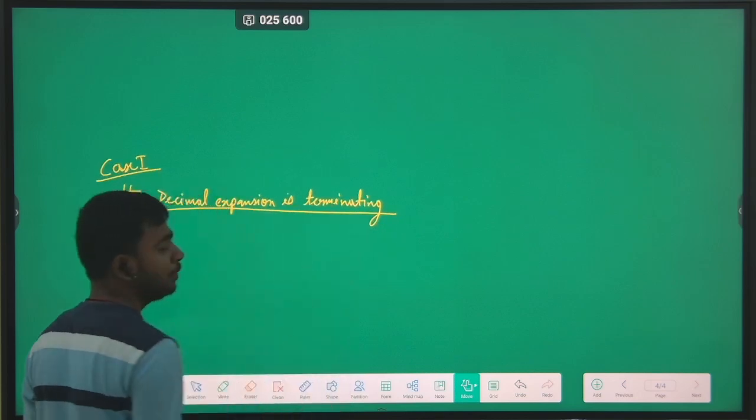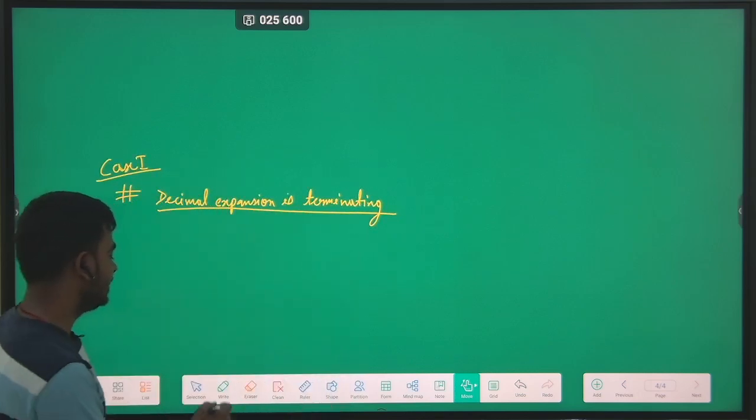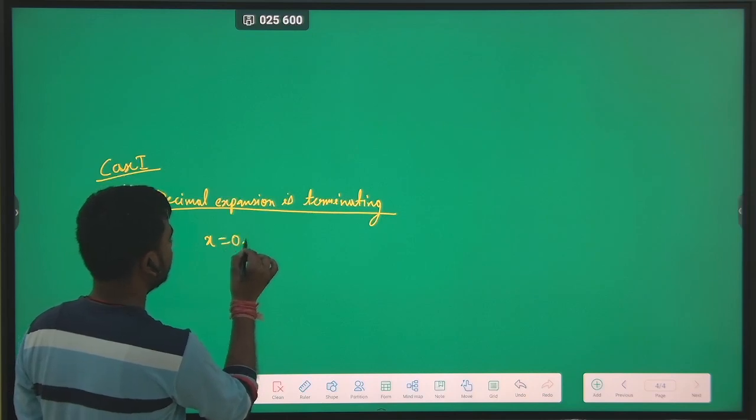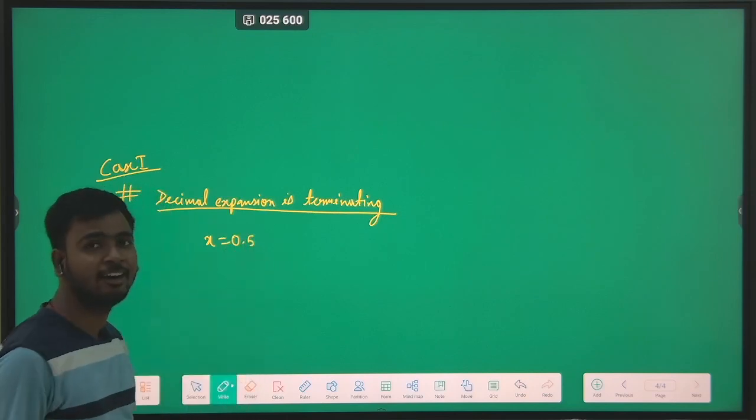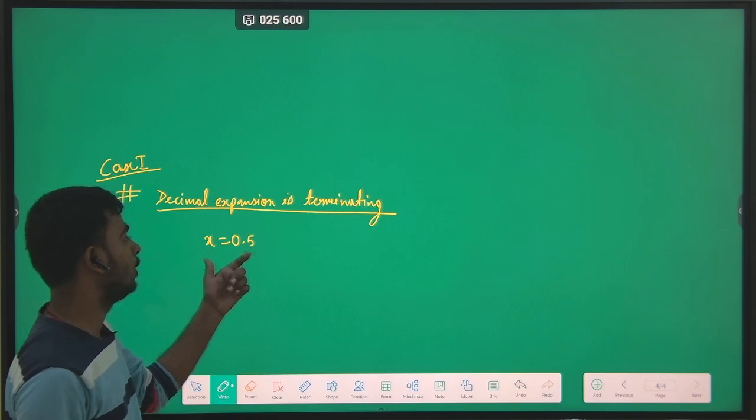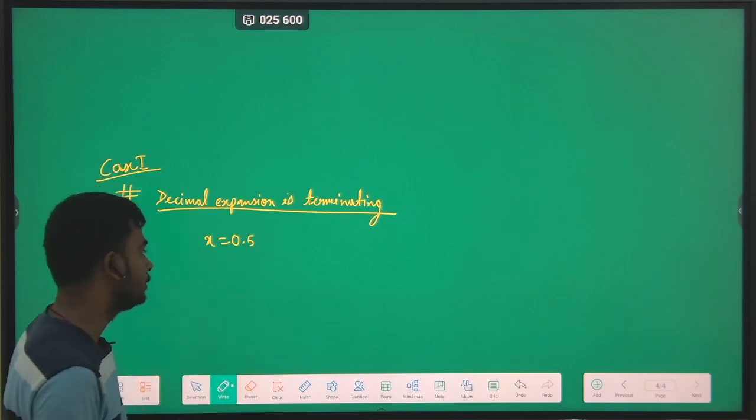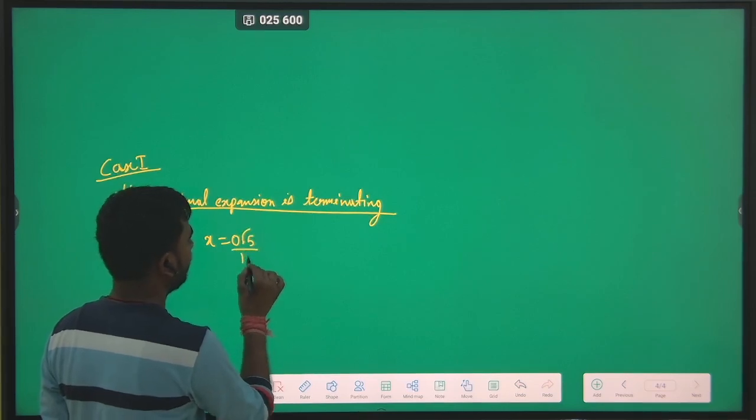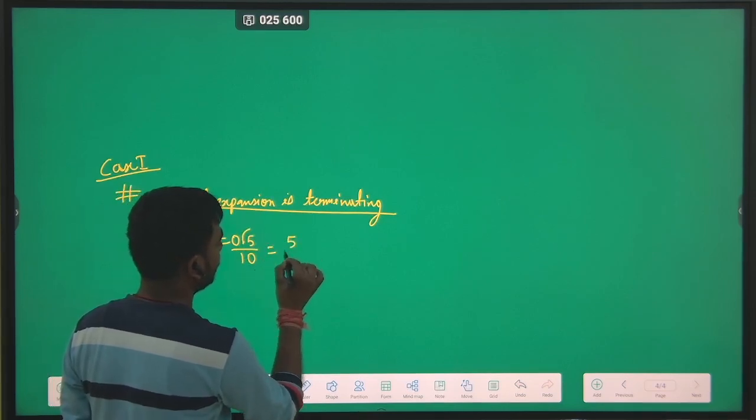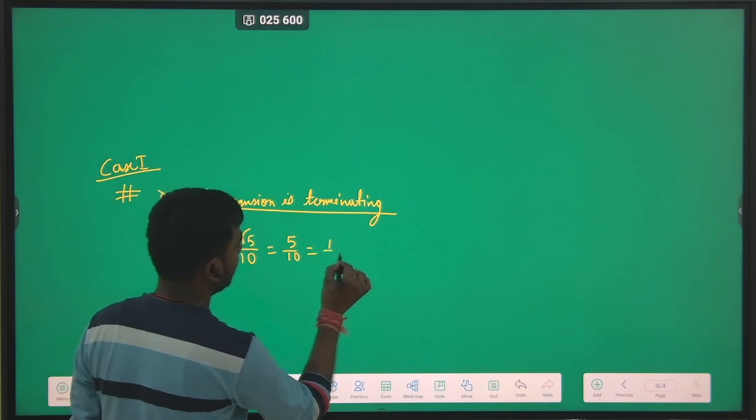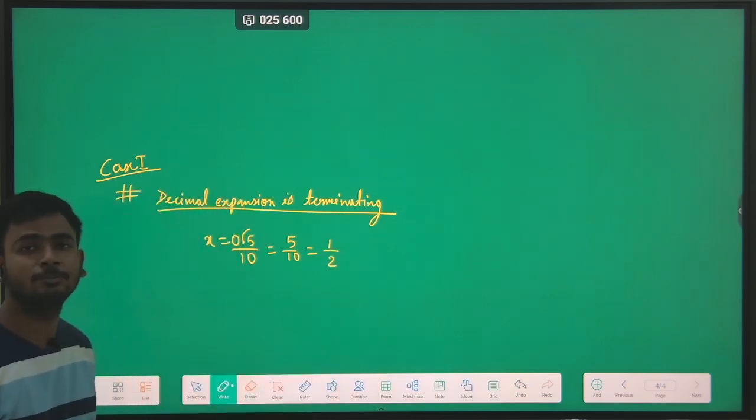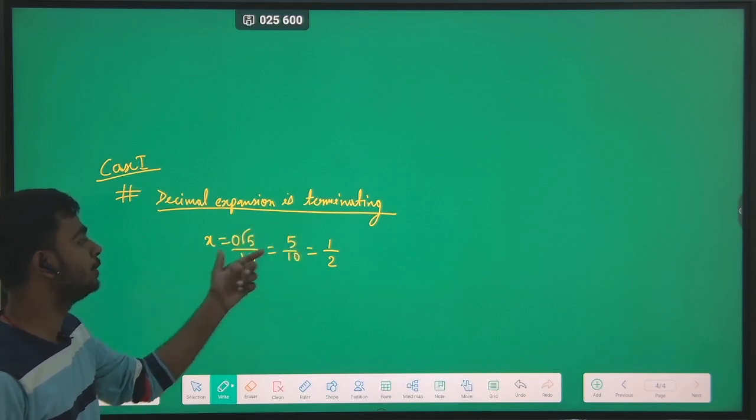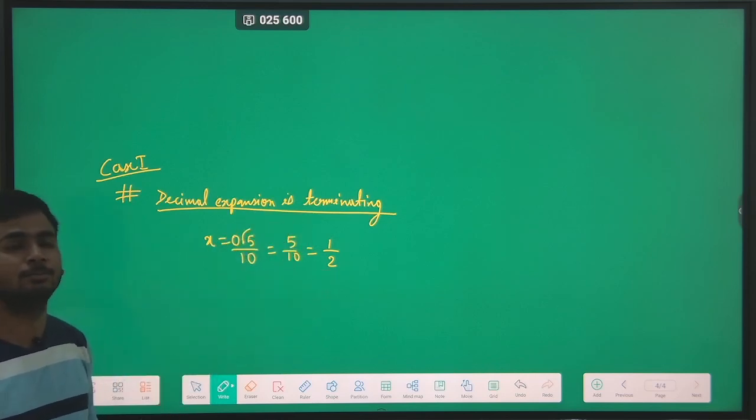So one example for this is if x is 0.5, it has ended after the decimal point. Okay, so we can write this 0.5 as 5 upon 10, that is equal to 1 by 2, and 1 by 2 is a rational number. So we have seen that this terminating decimal expansion is a rational number.